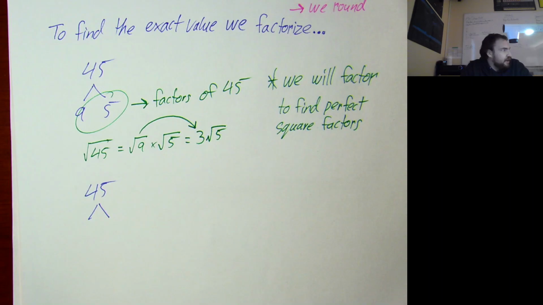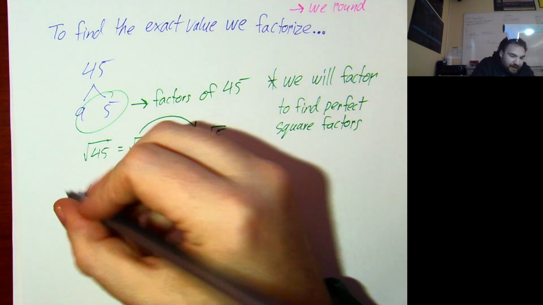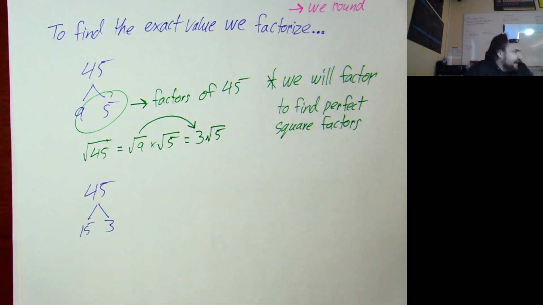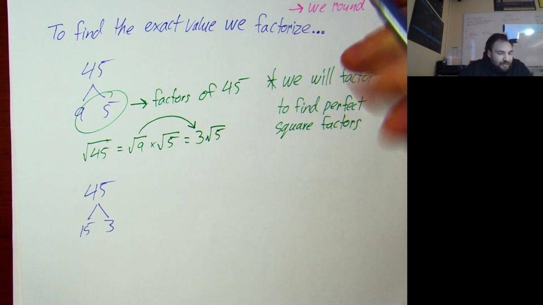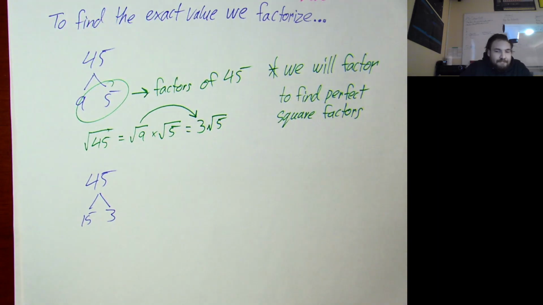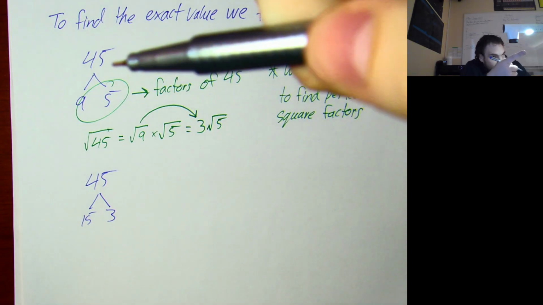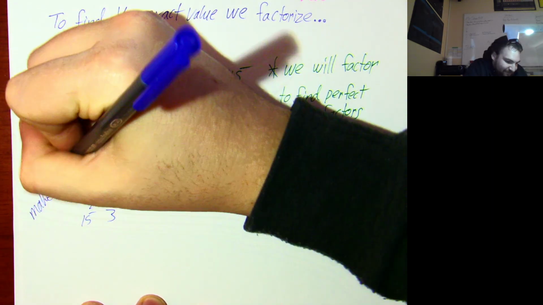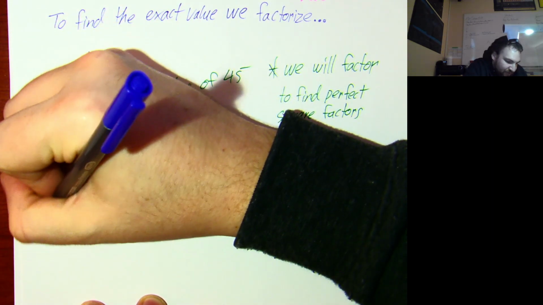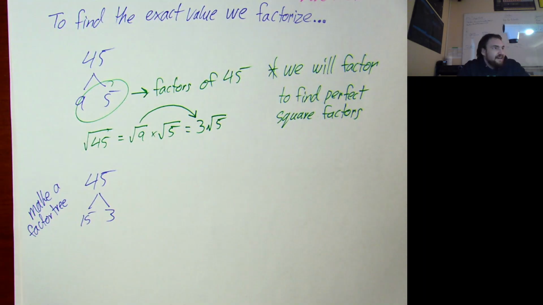A 1 and 45 is not useful. True, but not useful. I heard something over here. 15 and 3. When both of you make eye contact with me, I can't tell which mouth is moving behind the mask. Okay, 15 and 3. Are either of those perfect squares? No. So we're going to keep going. And we're going to make what's called a factor tree. Have we done this before? No, not again. We're doing it again. It's not dumb, it's useful. Okay, so how does a factor tree work?